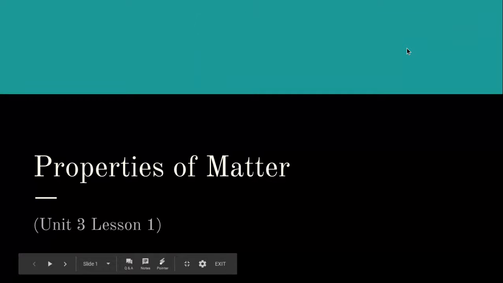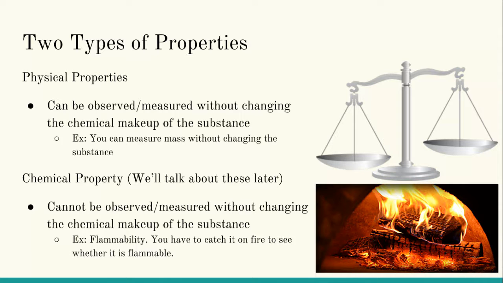In this lesson, we're going to learn about the properties of matter. There are two types of properties of matter. We have physical or chemical properties. A physical property can be observed or measured without changing the chemical makeup of the substance. In other words, you could measure it or see that property without changing what the substance is.